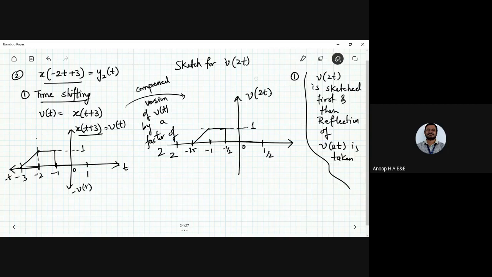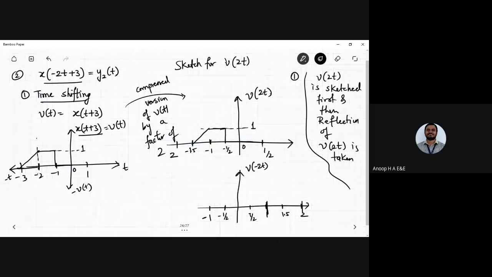Now I need to go for the reflected signal of v of 2t, that is v of minus 2t. What it represents is, this is minus 1 by 2 and this is minus 1. Now this is plus 1 by 2, this is plus 1 by 2. This is 1, this is 1.5, this is 2. So I have scaled down here.